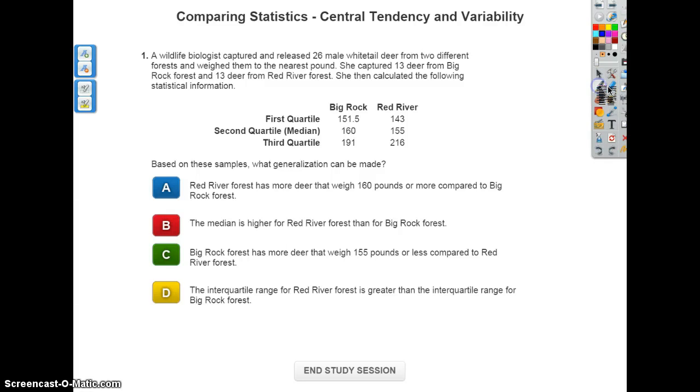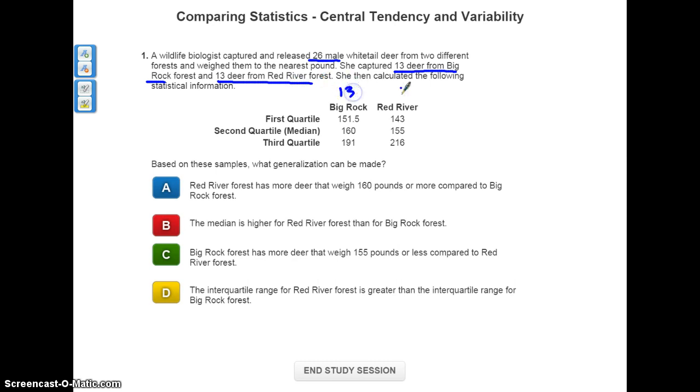Okay, last style of question. This style of question is essentially analyzing another box and whisker plot without actually having the box and whisker plot given to you. So here's what I noticed, and this time I will have to read the word problem just to be certain of what I'm talking about. Here we're talking about 26 male white-tailed deer. This wildlife biologist had 13 deer from Big Rock and 13 deer from Red River. So there's a total of 13 in both cases. Sometimes they'll ask you a question like, there were more deer caught in Big Rock than Red River. Well, no, there weren't. They caught the same amount.